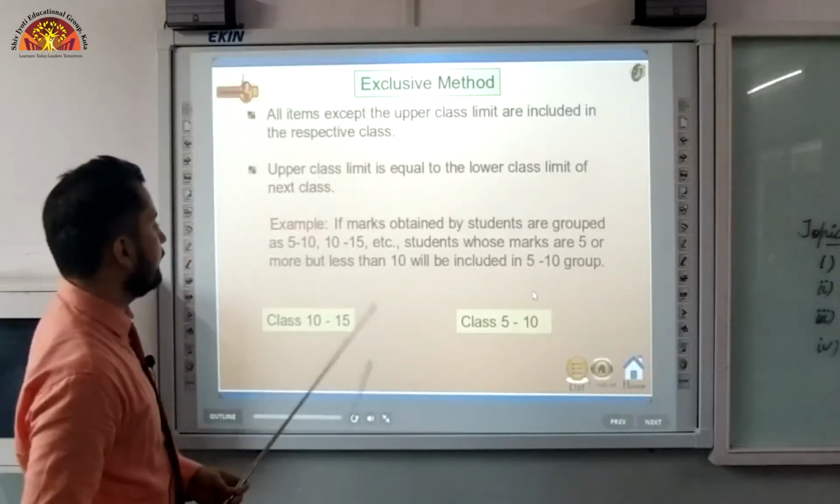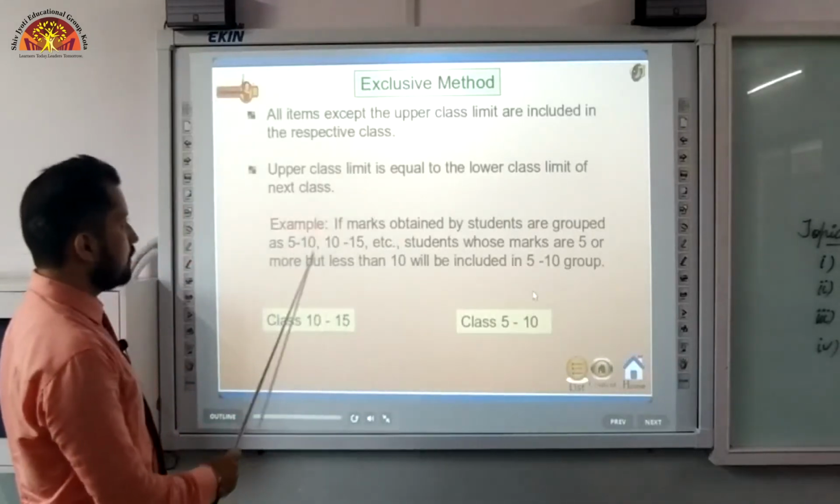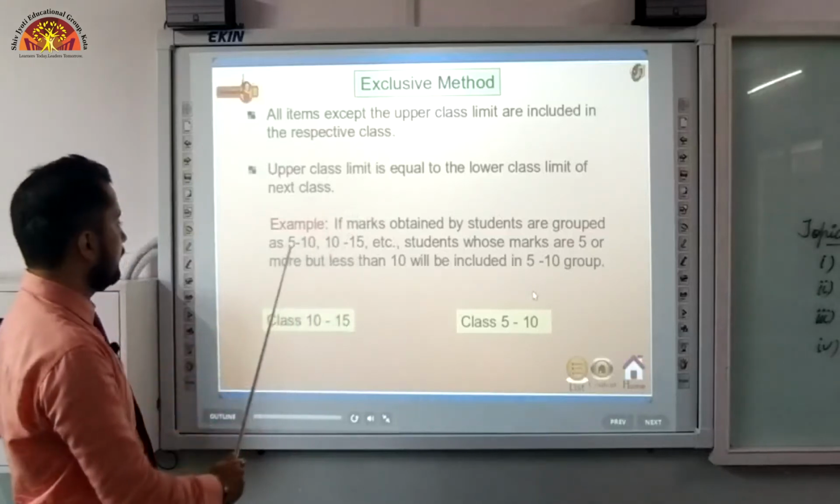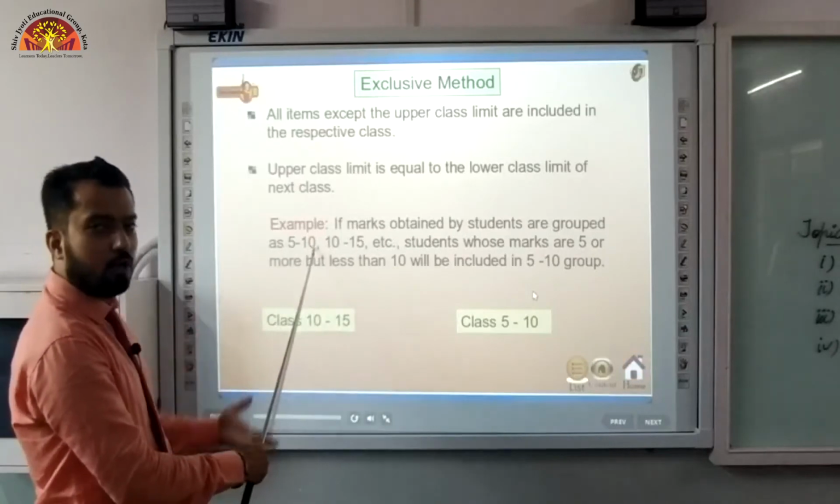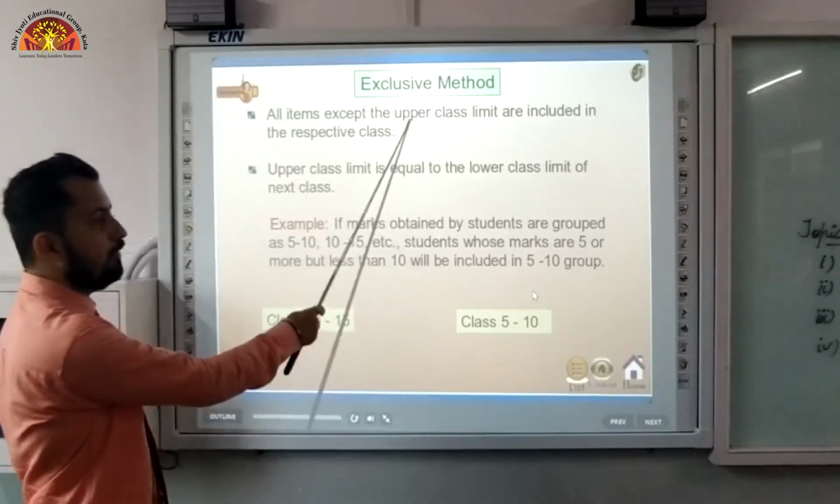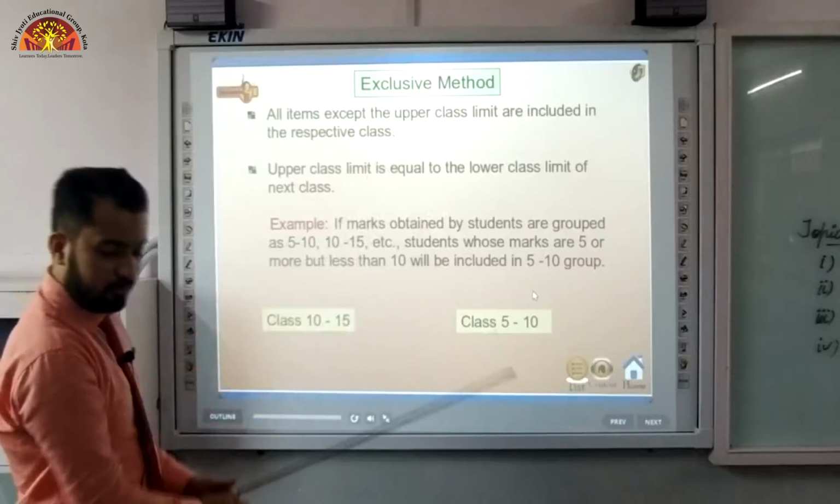Now you have another example. Here you can see for the exclusive method it is 5 to 10 and 10 to 15. Hopefully there is no gap. You can easily observe the same thing. So this is a type of exclusive series.